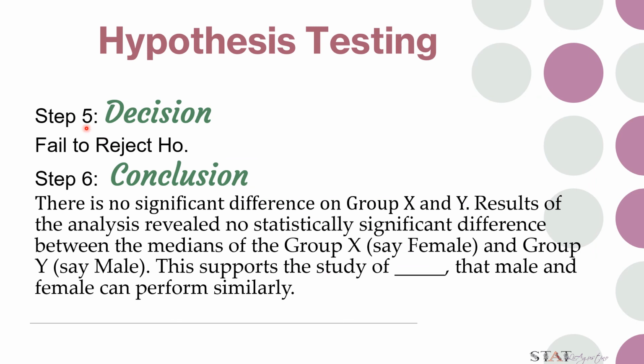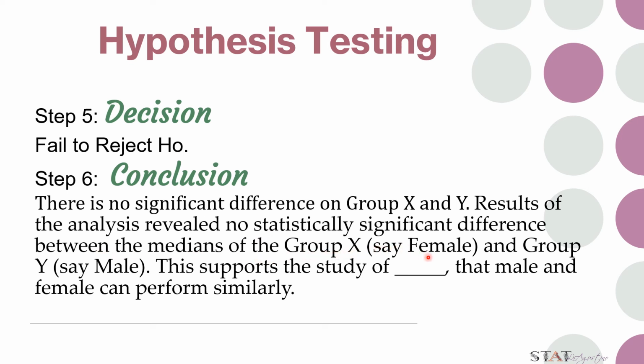So our decision is to fail to reject H0. In other words, there is no significant difference between group X and Y. And the results of the analysis revealed no statistically significant difference between the medians of group X and Y.